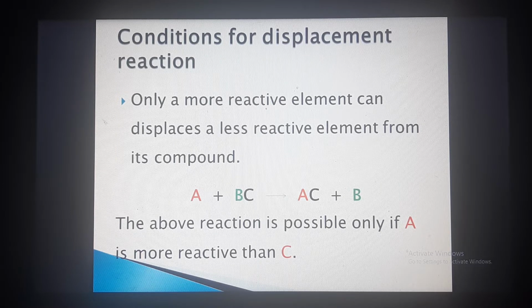That means every time there is a displacement reaction, there should be a highly reactive element. The element used for displacement should be more reactive. If A is less reactive than C, there is no reaction. Here A is more reactive than C, that's why the displacement reaction is taking place.